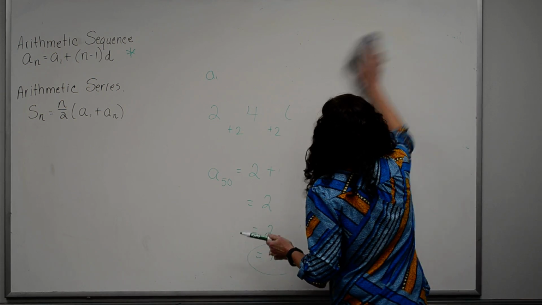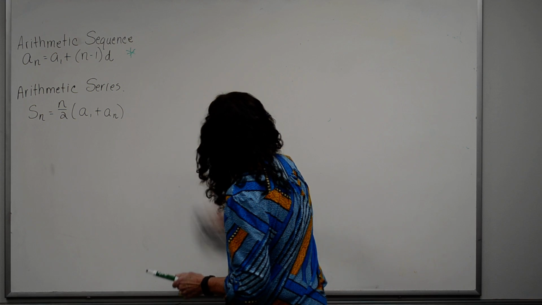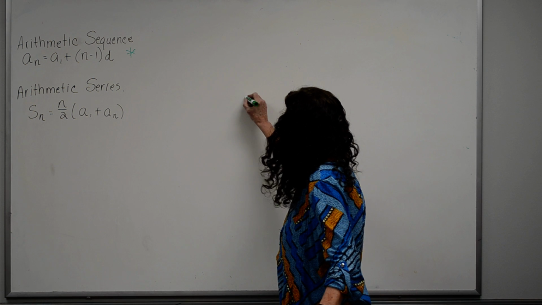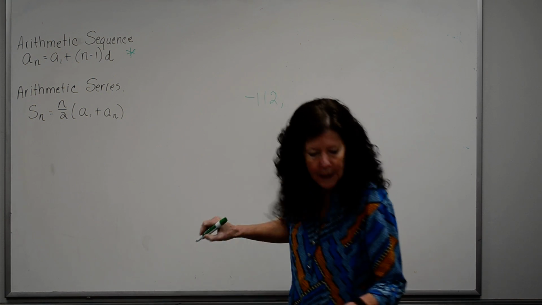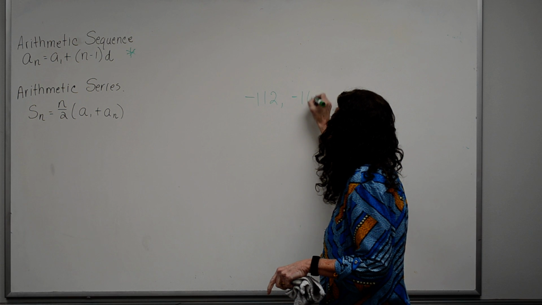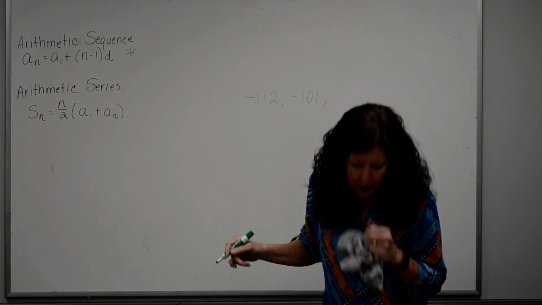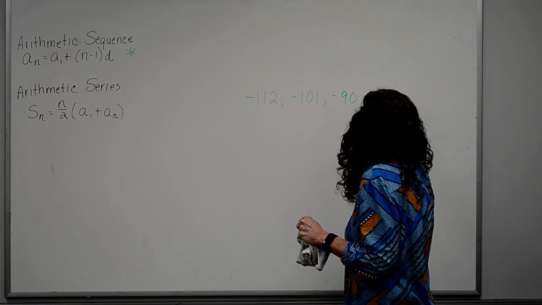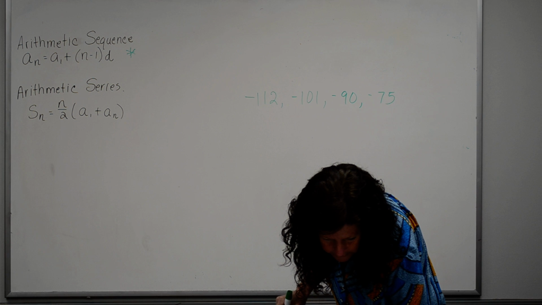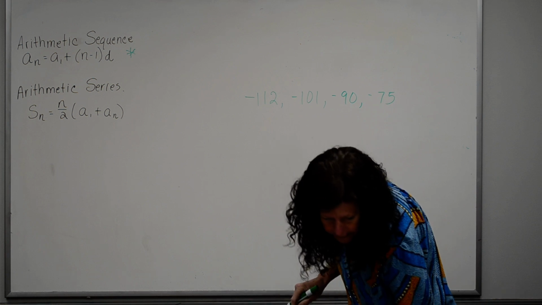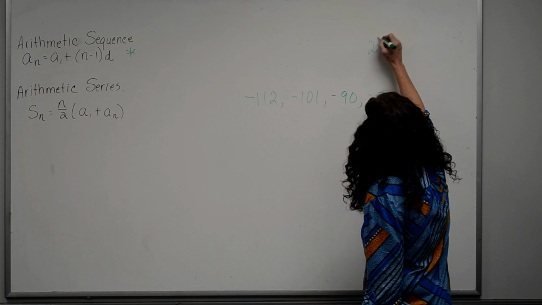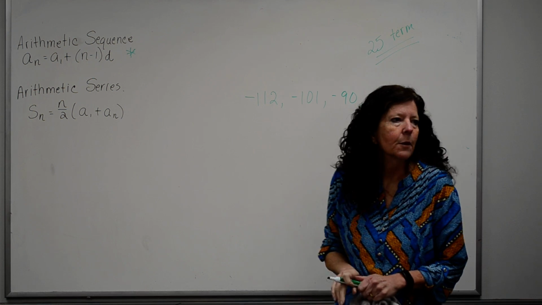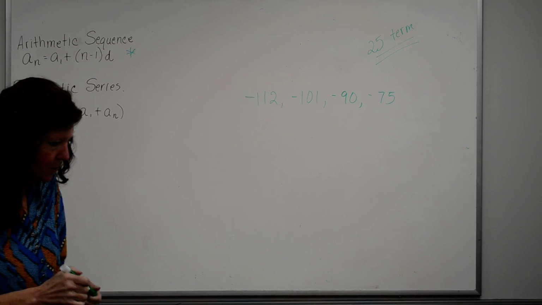Now this is going to be a little bit harder, but I want you to try it. You're going to be using that particular formula. So here is my arithmetic sequence. The first thing that you probably want to do is make sure it's arithmetic. Make sure there's a common difference. And I want you to find the 25th term of this arithmetic sequence. See what you can do.